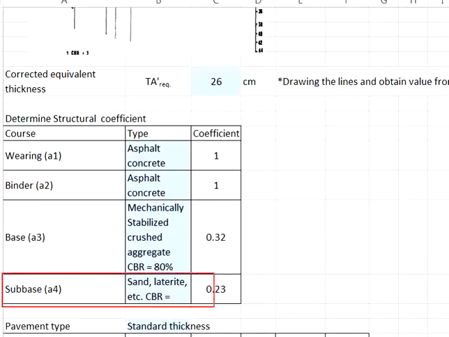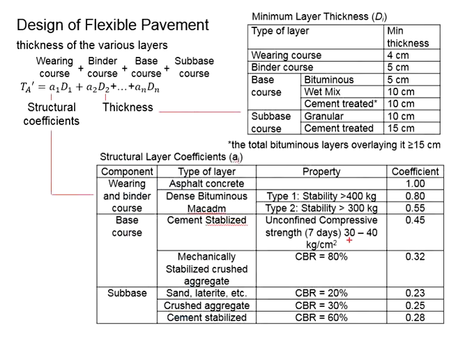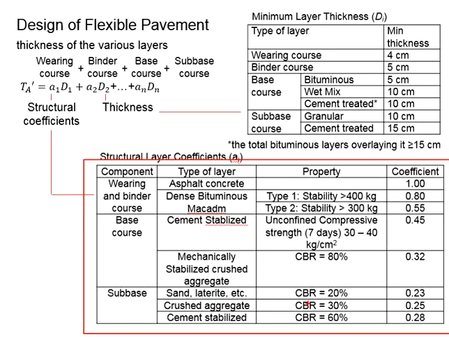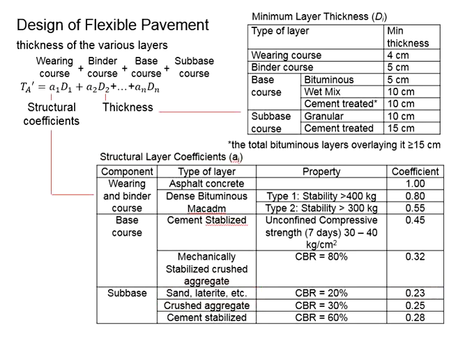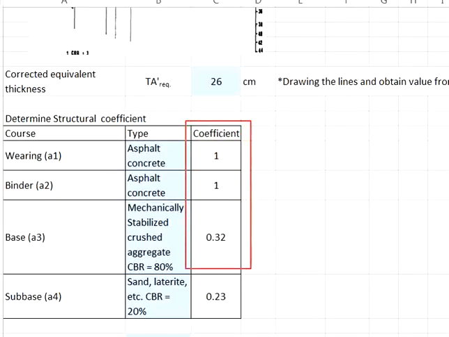As for the sub-base course, sand or laterite is being used. Referring to the table here, sand and laterite have 0.23 coefficient. With that, the coefficients are determined.